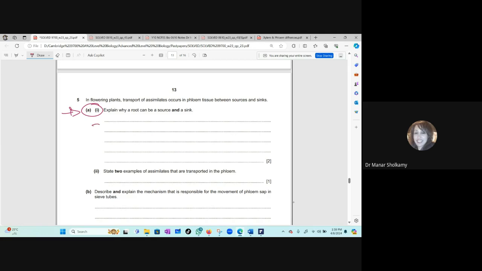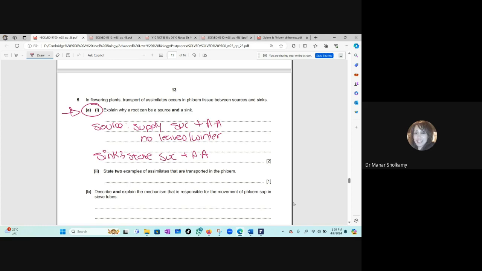This is O level. So it will be a source when it will be the supply of the sucrose and amino acids. Like Mariam said, when there are no leaves in the winter, there is no photosynthesis, so the root will be for storage. Yes, it's a sink, very good. When it will store the sucrose and amino acids, or it's going to use it for growth. So in different seasons of the year.